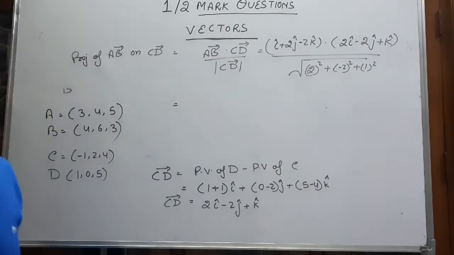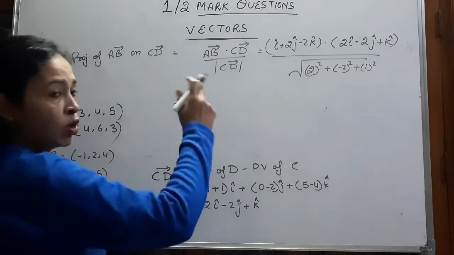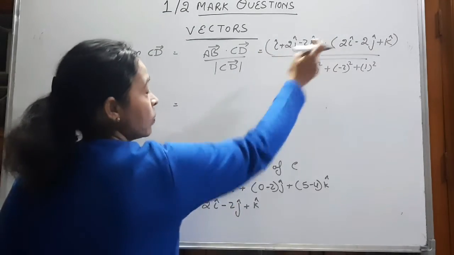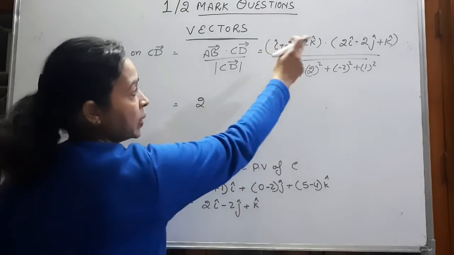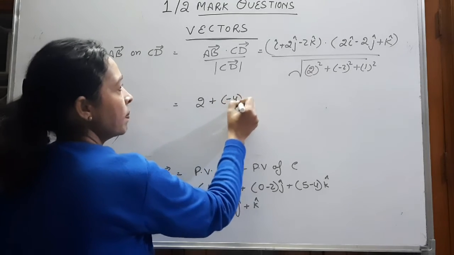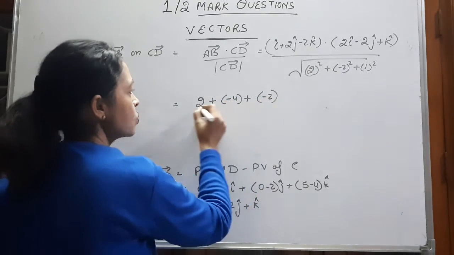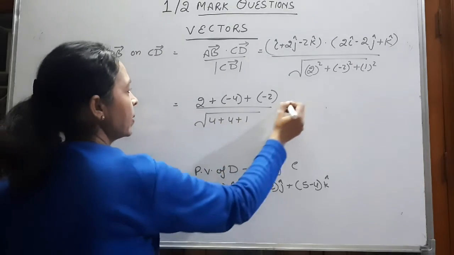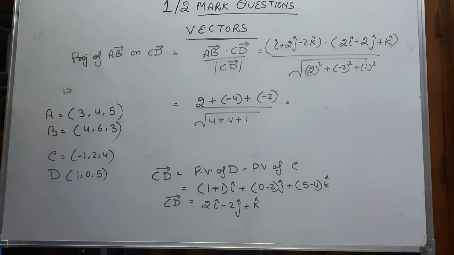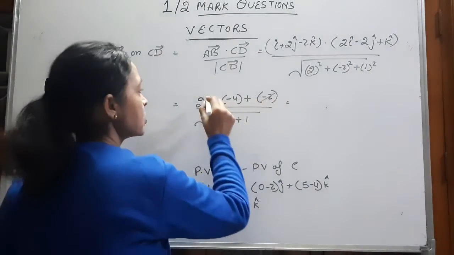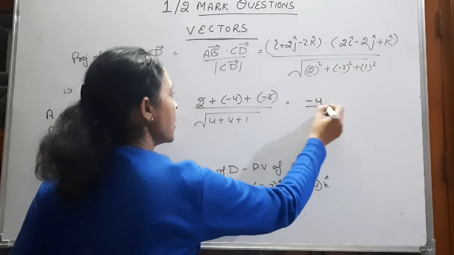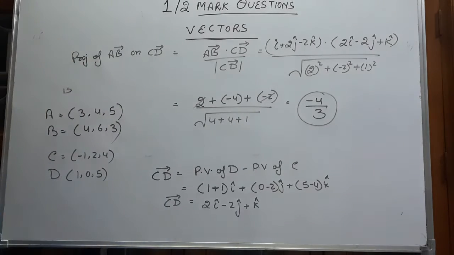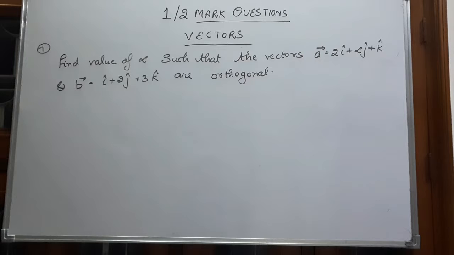In the dot product, i dot i is 1, i dot j is 0, i dot k is 0. Now the component of i is 1, so 1 into 2 is 2, plus 2 into minus 2, which is minus 4, plus minus 2 into 1, minus 2, upon root 4 plus 4 plus 1. We have minus 4, minus 2 and plus 2 and minus 2 get cancelled. We have minus 4 by root 9, which is 3. This is the projection of vector AB on vector CD.